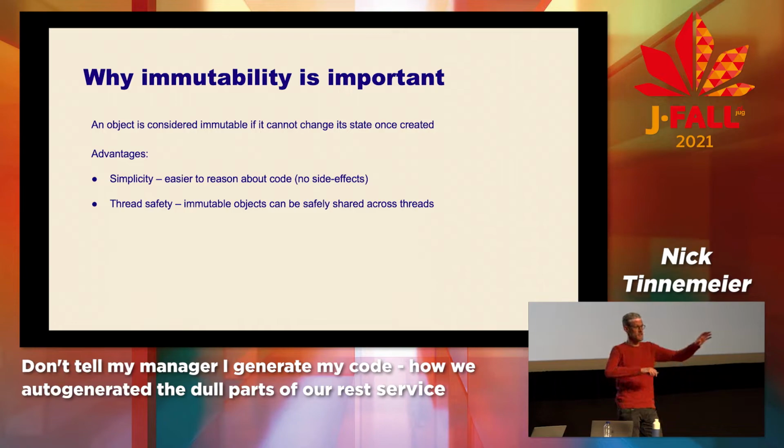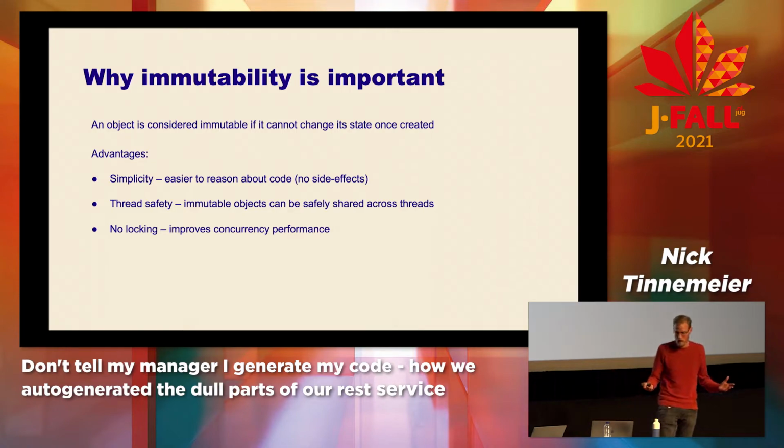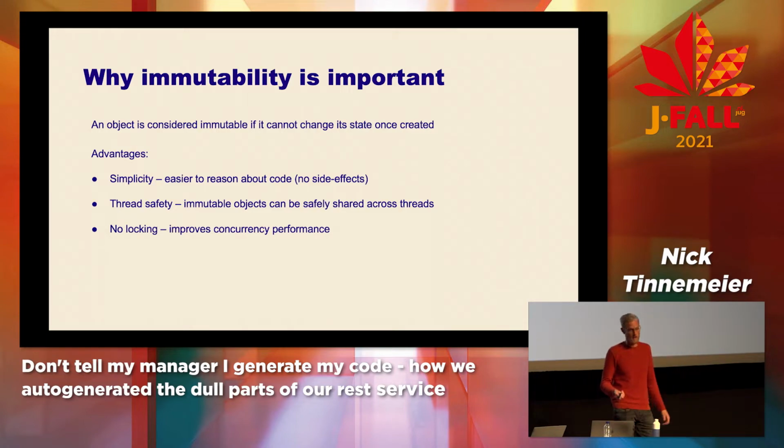It's thread safe. You can share it with different threads, and you don't have to worry that one thread, while the other is processing it, changes your object. Because of that, you don't have to worry about locking if you use immutable objects. That improves your concurrency performance, and our application is highly concurrent. And you can even share their state. You can cache them, and that makes it more memory efficient.